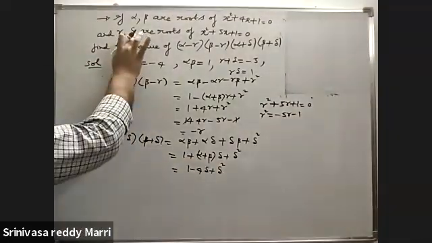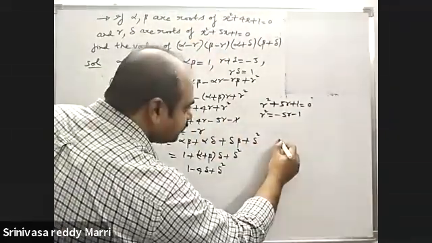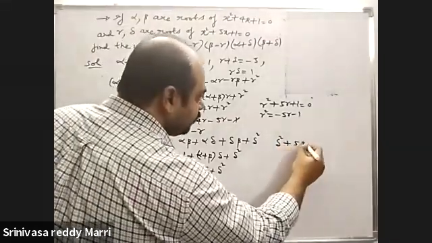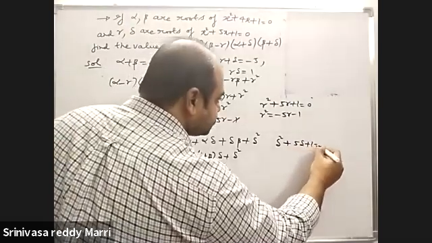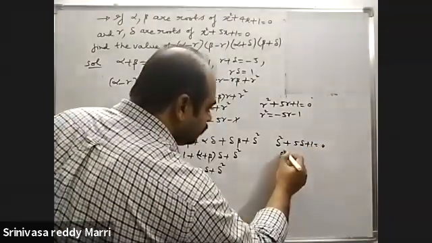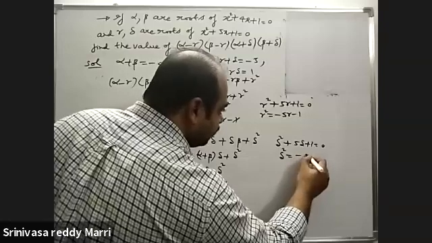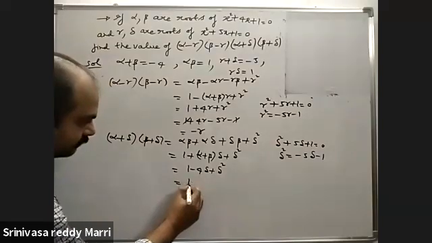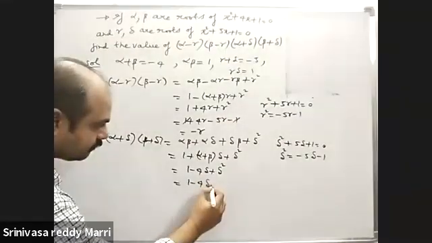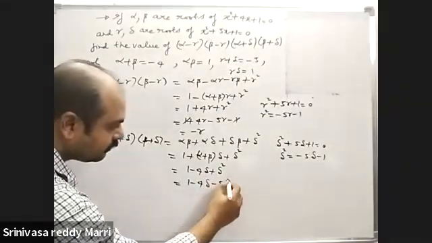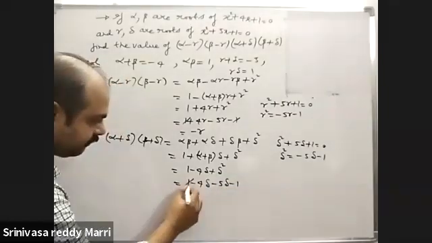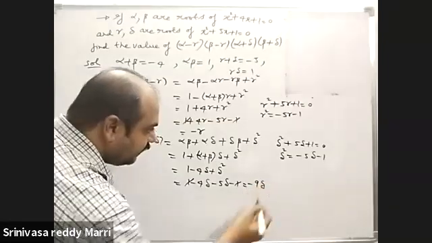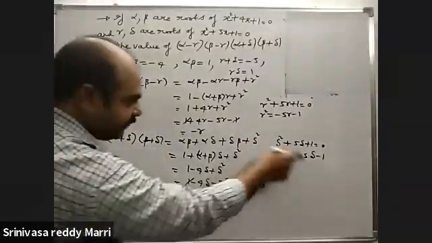Now delta is also a root of this equation. So therefore, what is the relation? Delta square plus 5 delta plus 1 equal to 0. Now you can write delta square equal to minus 5 delta minus 1. So 1 gets cancelled. So this is what? Minus 9 delta. So this is simplified if you use this relation.